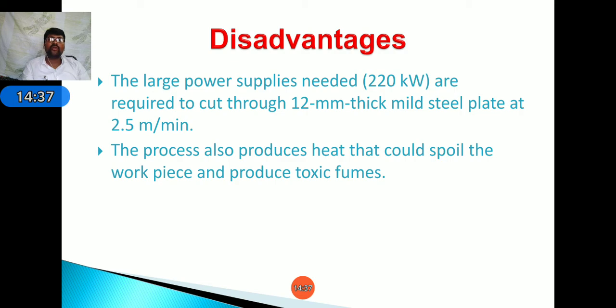Here mainly we are using transferred and non-transferred plasma arc. In the transfer type, the anode is given to the workpiece and the cathode is given to the electrode, that is the tungsten electrode. This is known as the transfer type. And in the non-transfer type, the electrode is negative and the nozzle is positive. Therefore, this is the main difference between transferred and non-transferred.